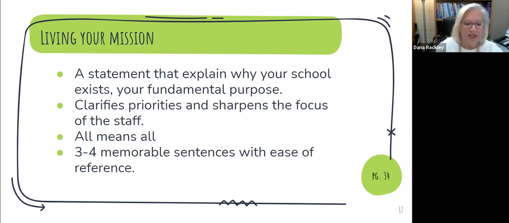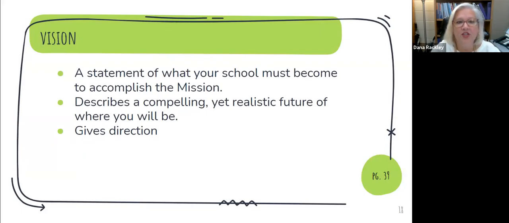Your vision is also a statement. Your vision is a statement of what your school must become to accomplish that mission. It helps give direction of where you're going. Now you want it to be realistic, but yet you want it to be hefty enough to really show what you stand for. Where are you going? What do you want to become, with yet a realistic view there?